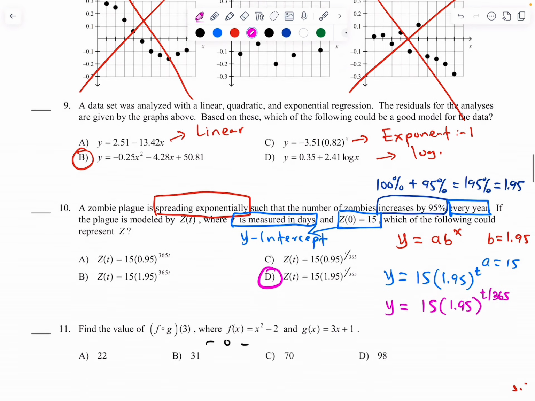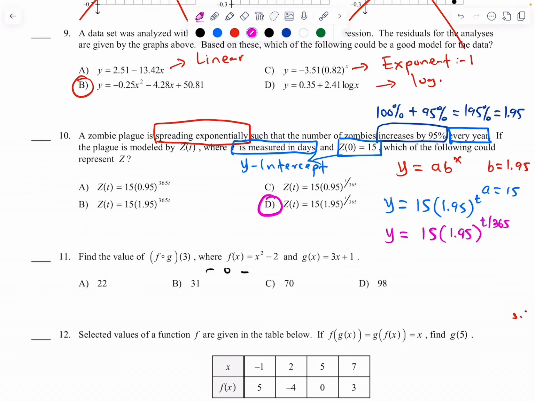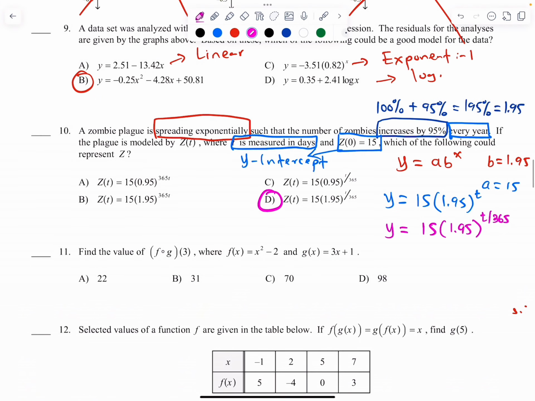And then let's go back to question 11. For question 11, the first thing I want you to do is to evaluate what you have inside.